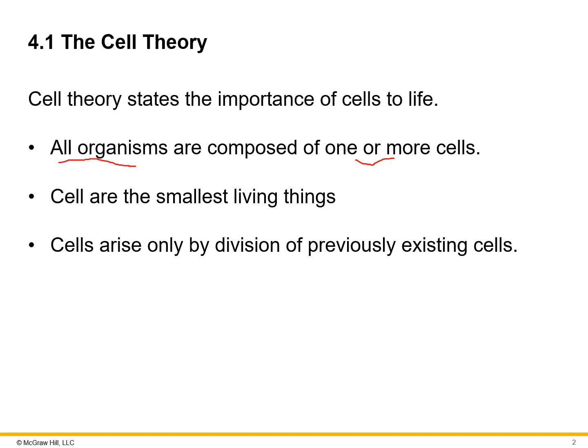And the second kind of goes along with that. So the cell is the smallest living thing. We will talk a little bit about viruses at the end of this semester. And viruses certainly impact living things, but they themselves are not considered living because they are not cells. They don't have all the cell parts. And then the main part of the cell theory is that cells come from pre-existing cells. They don't spontaneously generate, they have to divide and come from other cells.